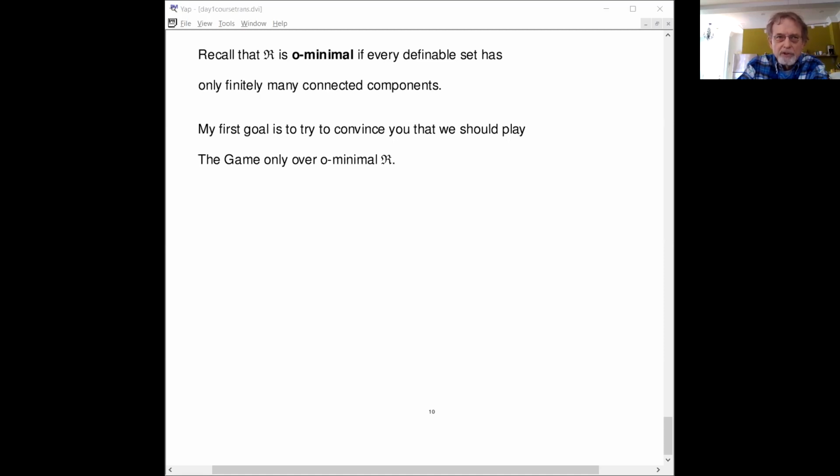Now, for some people, this is not a problem, because O-minimality is a very strong property, and it makes it fairly easy to prove things about it. So it might just seem, well, I don't know of anything interesting besides O-minimality, so it's fine with me if we just stay there. But I'd like to find reasons for why we shouldn't consider other things.